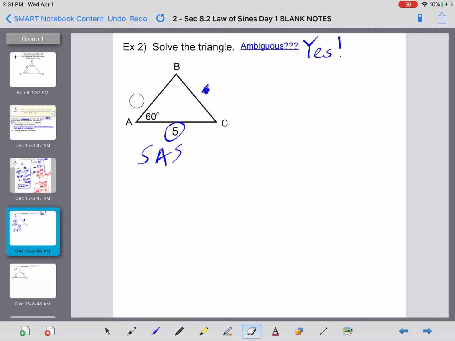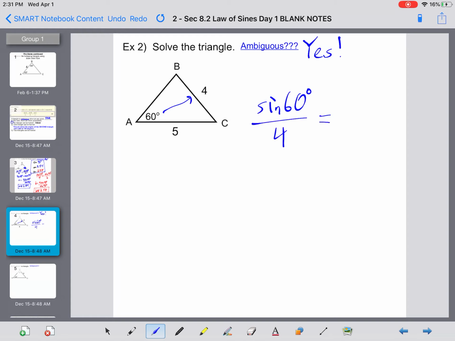But because in the order I'm given, it's angle, side, side, spells the bad word, this is an ambiguous triangle, okay? So let's go ahead and try to set something up. Because I have angle A, I'm going to use side A across from us, so sine of 60 degrees over 4 equals, my only option here is now to try to find angle B. So sine of B over 5.